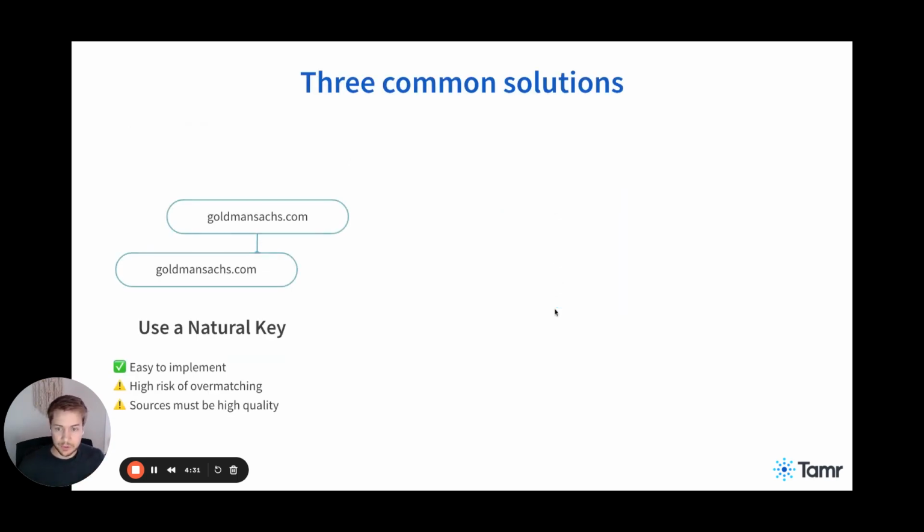There are multiple approaches that people take in order to solve the problem. The first is that you can use natural keys. A natural key is an identifier that maps to something in the real world and uniquely identifies an entity. In the case of companies, this is often a URL or can be a corporate registration number or a DUNS number. In the case of people, these are things like social security numbers that uniquely identify the individual. The great thing about these is they're easy to implement. The bad thing is you have a very high risk of overmatching if you don't have great data.